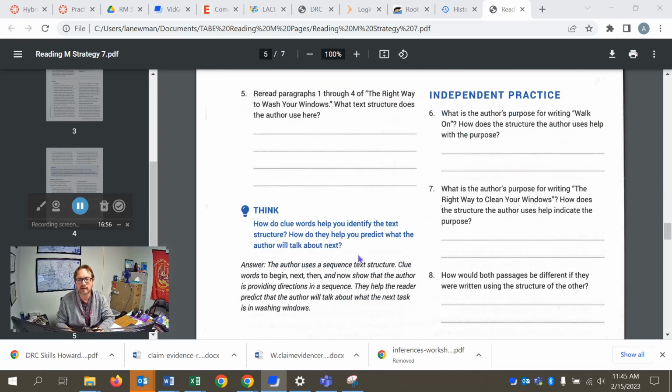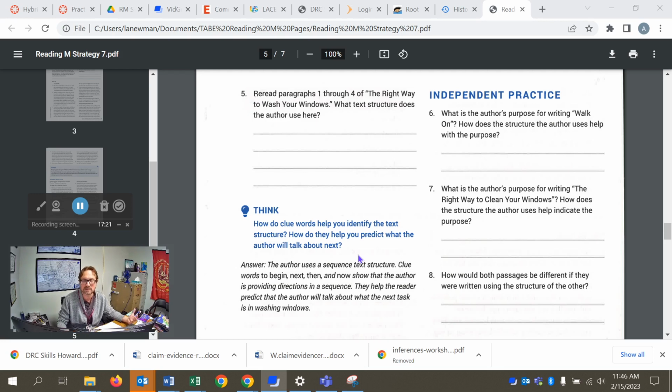Okay, reread paragraphs 1 through 4 of The Right Way to Wash Your Windows. What text structure is used? Well, let's just go ahead and say it's chronology in sequence, which is also the case in a lot of these procedure essays or articles that are guiding you through a procedure and the steps that you take to accomplish it.